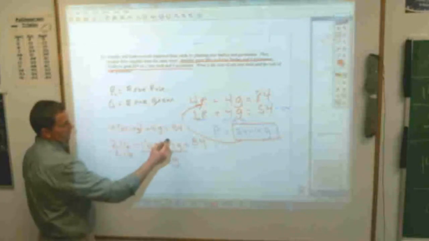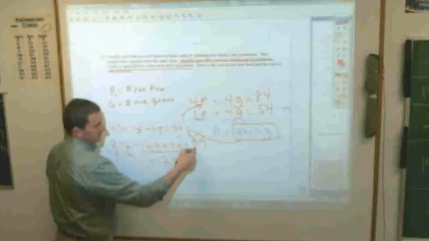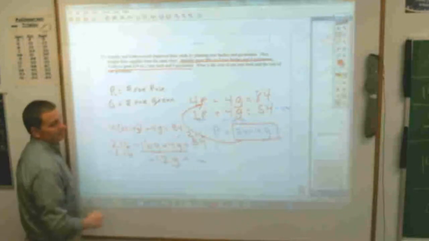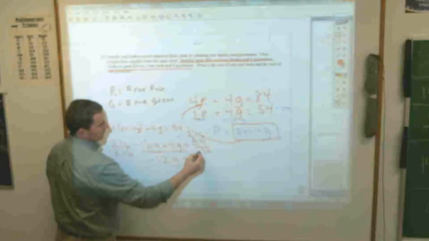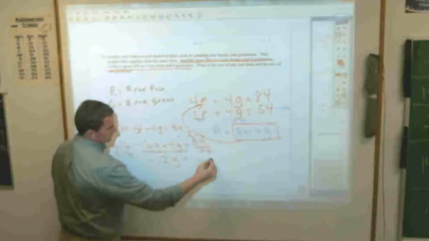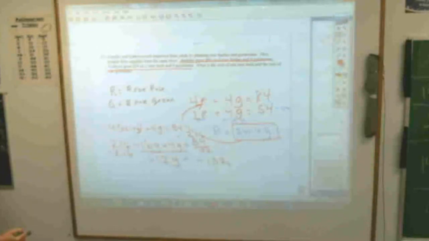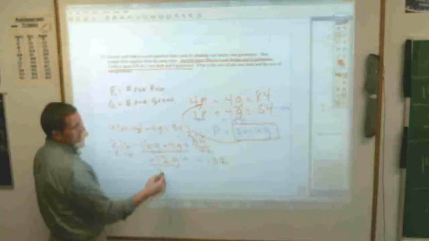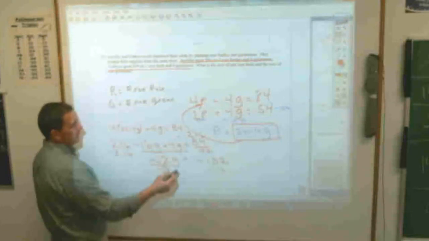Unfortunately, we seem to have to work with negative numbers a lot. But know this, the negative is bigger than the positive, so my answer is going to be negative. I take the difference of those two, which happens to be 132. And my answer will be what happens when I divide by negative 12. I believe it's going to be a positive 11.